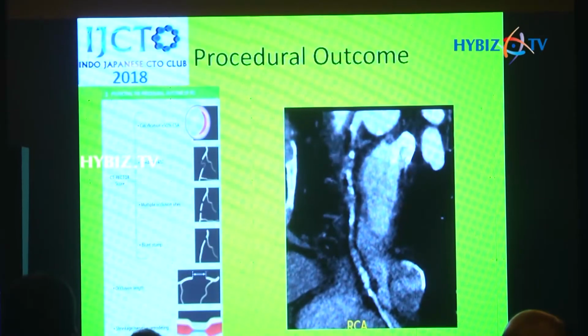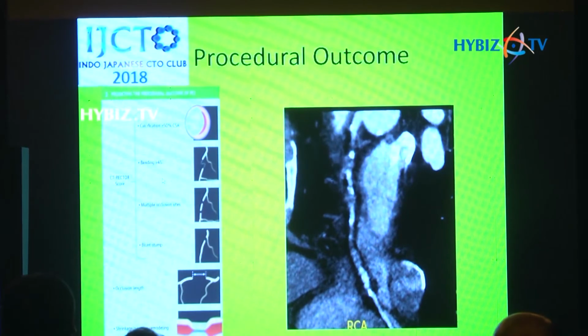Looking at procedural outcome, I just discussed the CT RECTUS score and the KCCT score. We look at the lesions, it's a long lesion. You look at all the variables that we have, the calcification, the bending angles, multiple occlusion sites, blunt stump, the occlusion length, and also we're looking at negative remodeling on the CT.